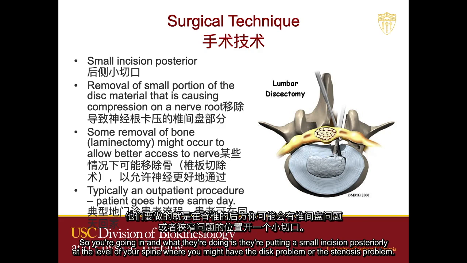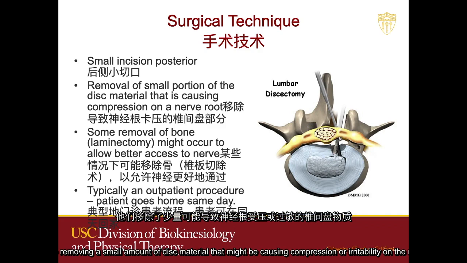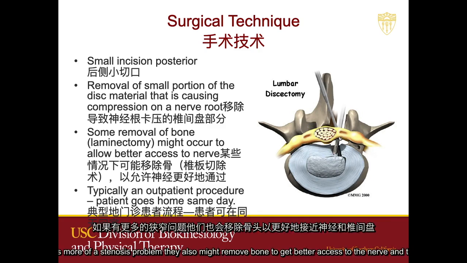So you're going in the morning, and what they're doing is they're putting a small incision posteriorly at the level of your spine where you might have the disc problem or the stenosis problem. And in this case, they're removing a small amount of disc material that might be causing compression or irritability on the nerve root. They may also remove bone, again, if there's more of a stenosis problem. They also might remove bone to get better access to the nerve and the disc.